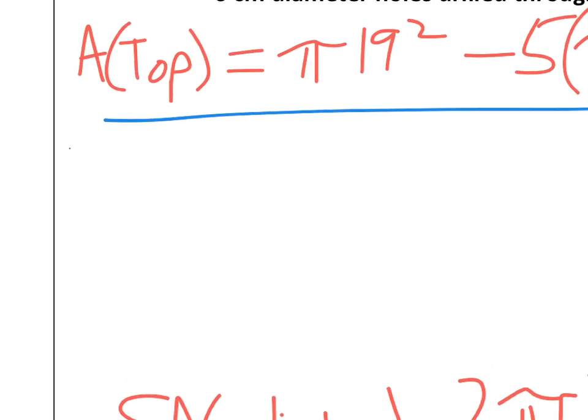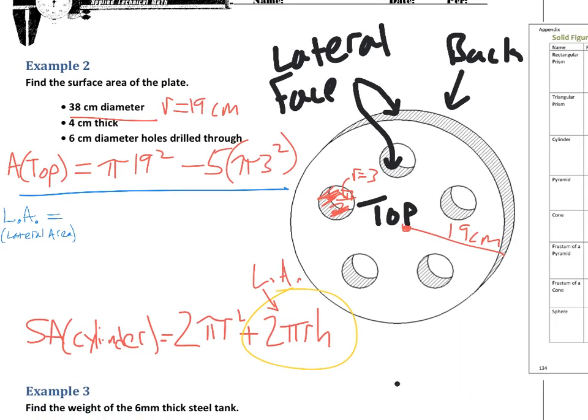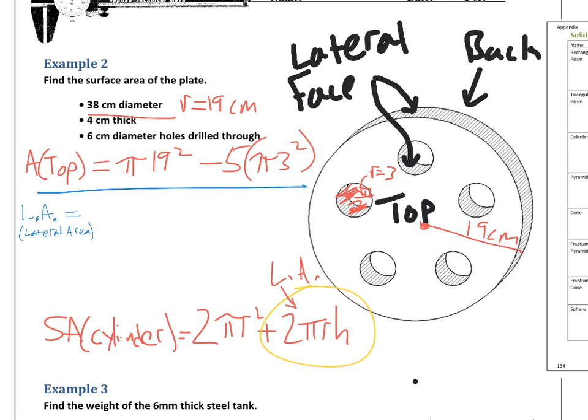So our lateral area, I'll put a parentheses, lateral area, just to remind us of this. That vertical stuff. Well, the lateral area formula is 2 pi r(h). That's this one right here. First of all, we know the height. That's 4 centimeters thick. That's going to be our height. H is 4 centimeters. That's how thick it is.